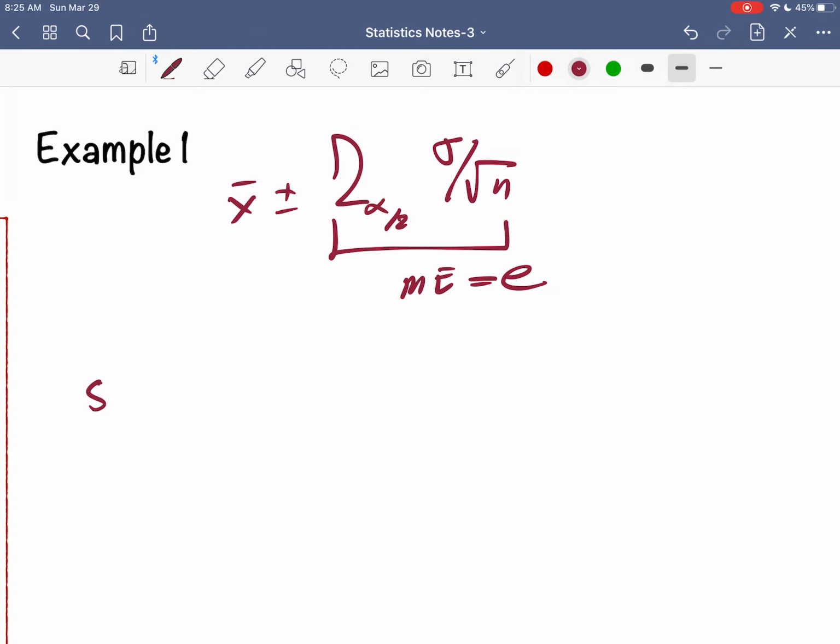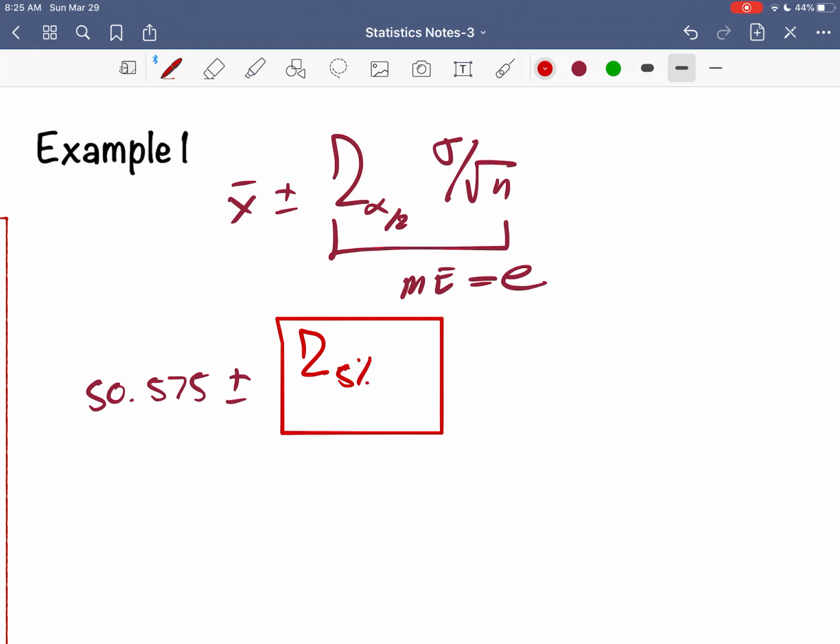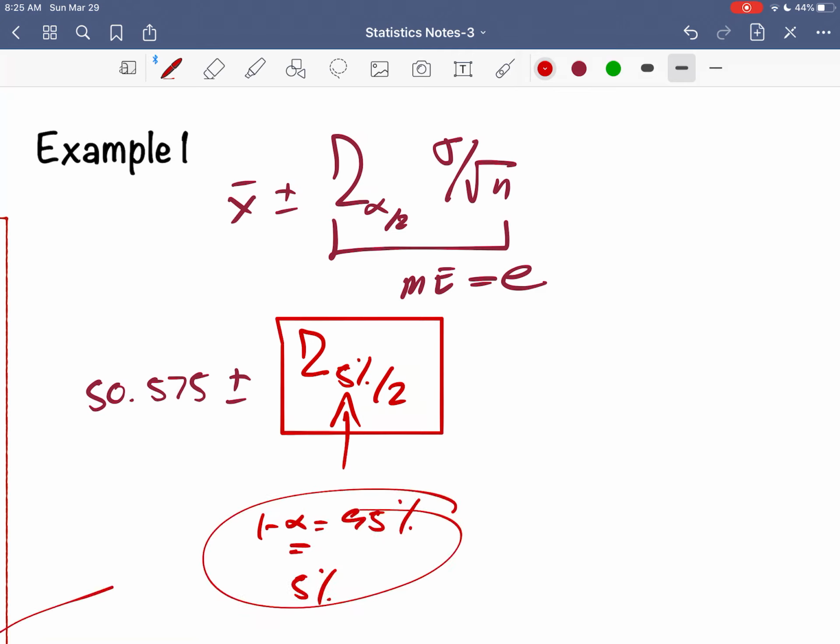Okay, so 50.575 plus or minus, we need the standard normal value here. Remember, what you're looking for is z of 5% divided by 2. Now, why is that 5%? Because 1 minus alpha is going to equal 95%, and so alpha has to be 5%. So you're looking for 5% in the tail.